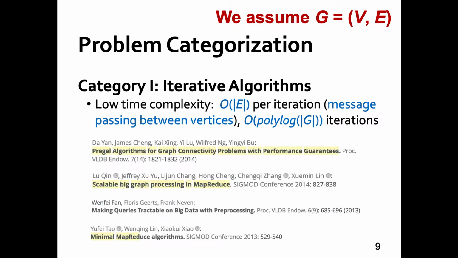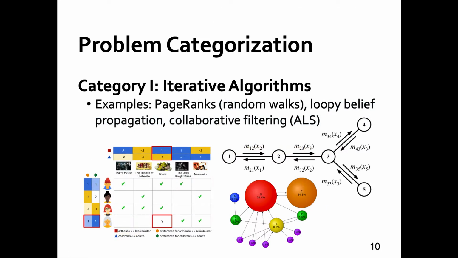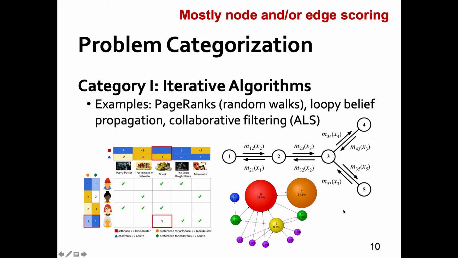Here is a list of papers that advocate the design of iterative algorithms following this n polylog n complexity paradigm in order for these distributed algorithms to be scalable. Problems following this category include random walk algorithms such as PageRank, machine learning algorithms such as belief propagation and alternating least squares, all of which follow an iterative algorithmic workflow. We can see that those problems have a linear-sized output, typically one score for each vertex or each edge.